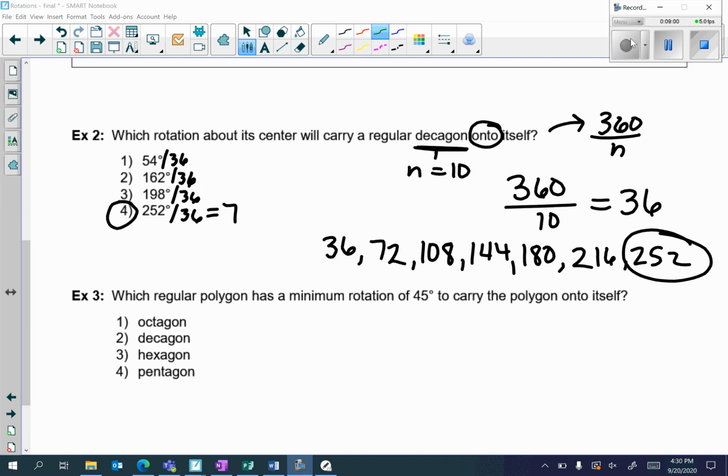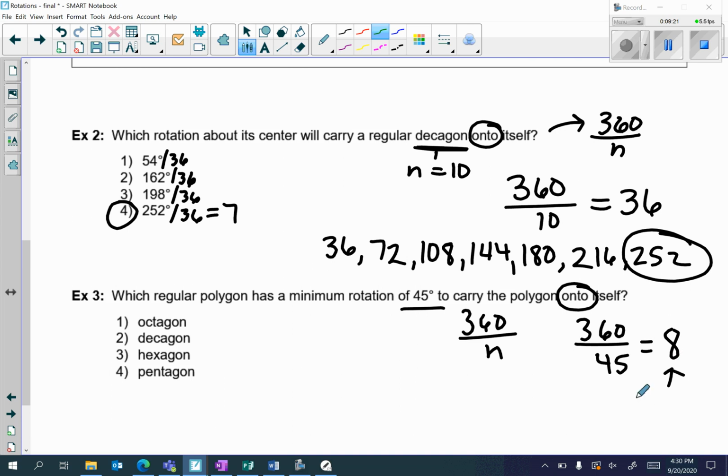In the next question, which regular polygon has a minimum rotation of 45 degrees to carry the polygon onto itself? Again, the minute I see that word onto, I know it's 360 divided by n. In this case, it gives us degrees, so we're taking 360 divided by 45, and that's going to give us 8. And this tells me how many sides. An octagon has 8 sides, so it has to be answer choice 1. When looking for the minimum angle of rotation, always do 360 divided by n.